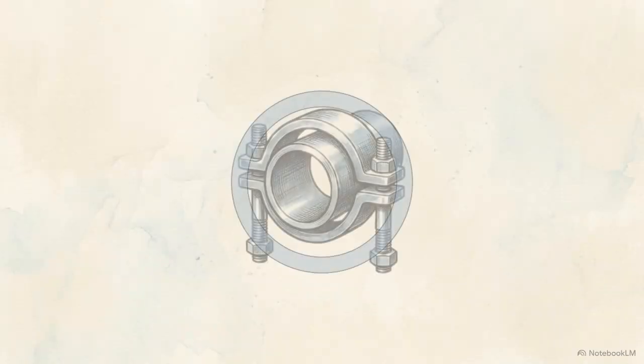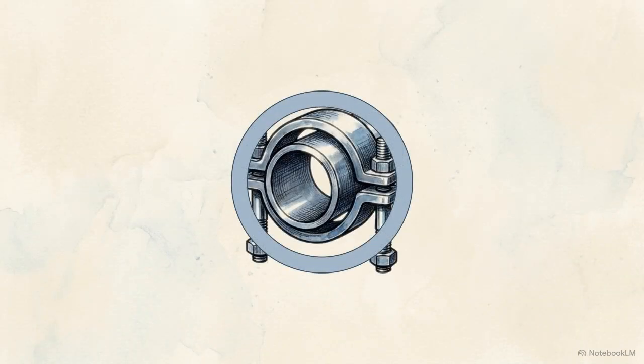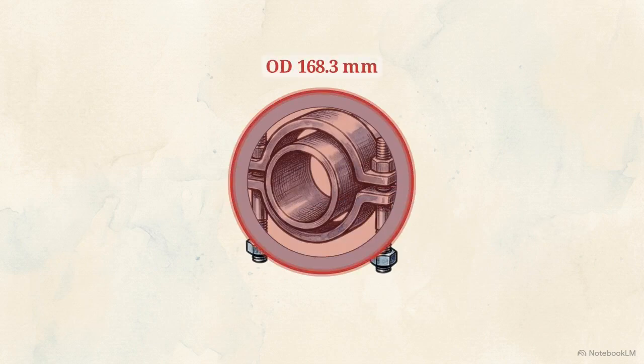This cross-section shows the law of fixed outside diameters. A standard 6-inch pipe must have the exact same 168.3 millimeter outer diameter, no matter what its schedule is. This allows engineers to standardize structural supports and fittings across an entire plant.